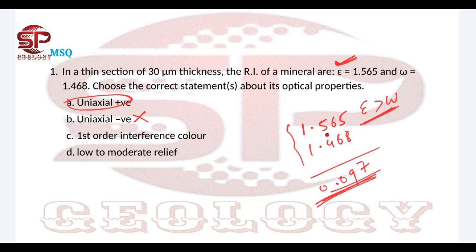This is the birefringence, which is indicating low to moderate relief. So A will be the answer and D. A and D. First order interference color will have low interference color, low relief you can say. So the answer will be A and D.